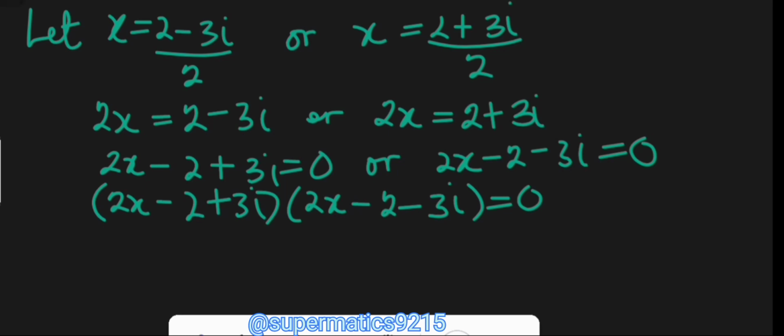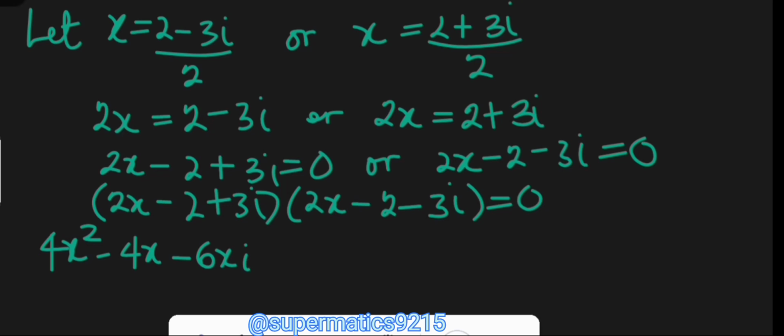We open up the bracket using every term in the first to multiply every term in the second, and that gives us 4x squared. That's 2x times 2x. Then 2x times negative 2 will be minus 4x. 2x times minus 3i gives minus 6xi.